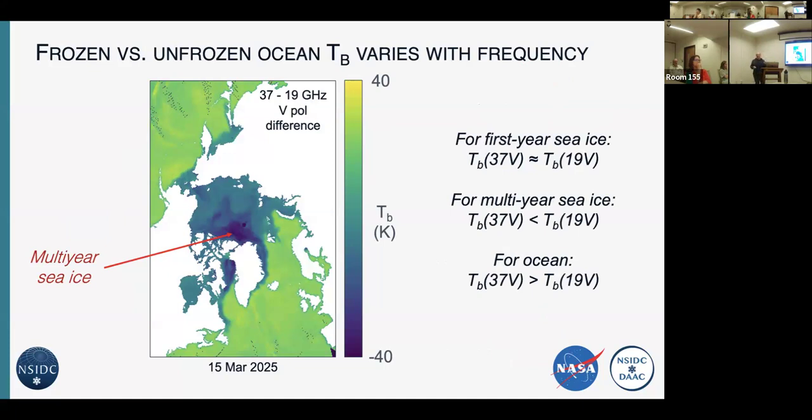That's ice that survived through a summer melt season, versus first year seasonal ice. For first year ice, which is the lighter blue around zero, the brightness temperatures are about equal. For multi-year ice, the 37 goes into the negative range, that's this darker blue area. And then the ocean is the opposite, the 37 is much larger than the 19. Can anyone guess why the multi-year ice looks different than the first year ice?